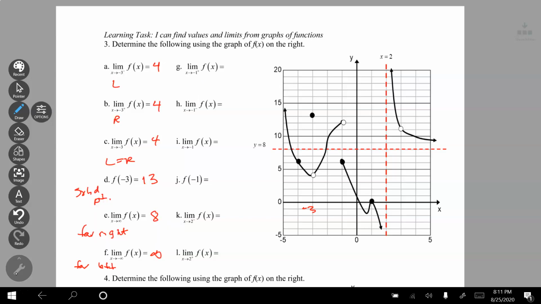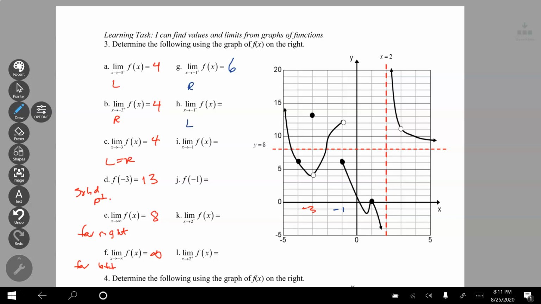It says negative 1 from the right. Well, right here is negative 1. And from the right side, that means I start on the right side, I come back to negative 1. I'm dragging my marker back to negative 1. I get 6.